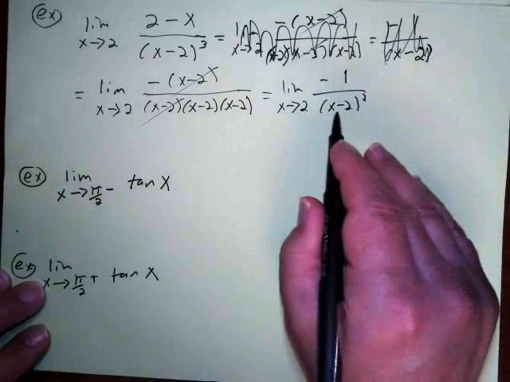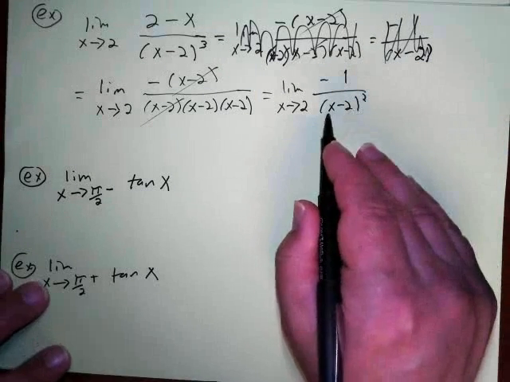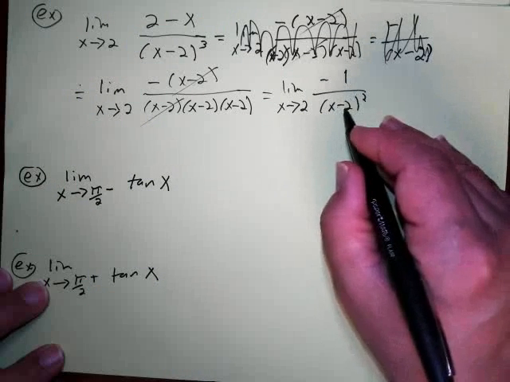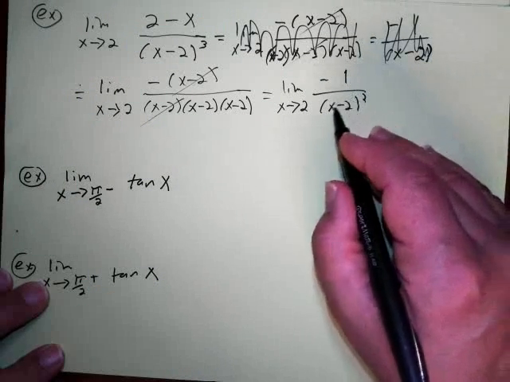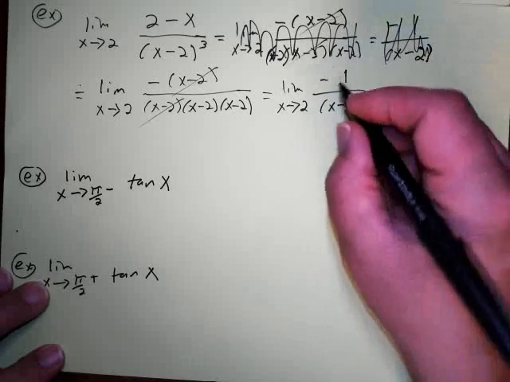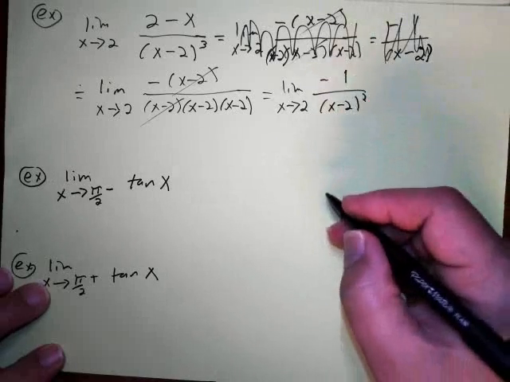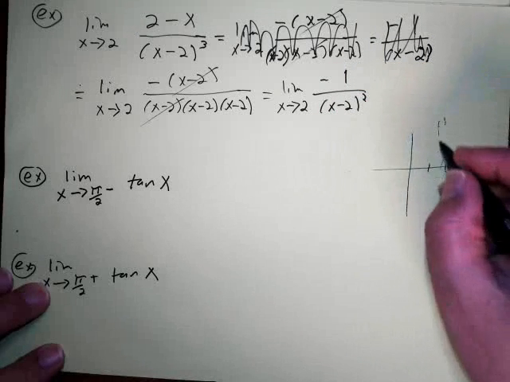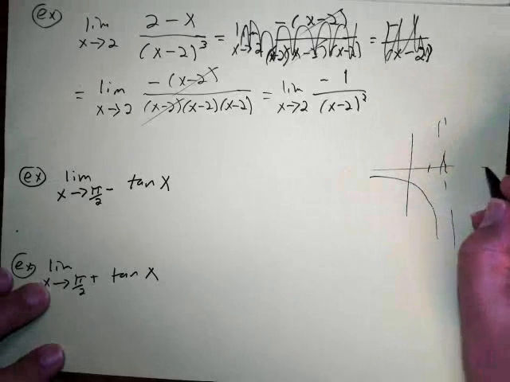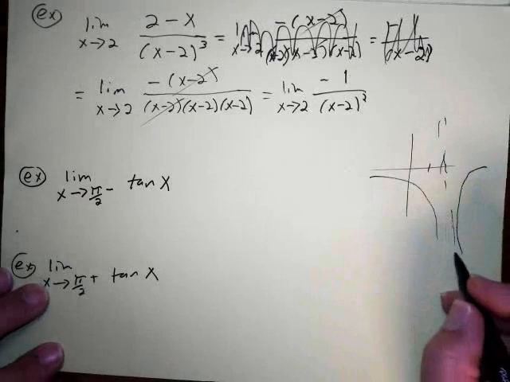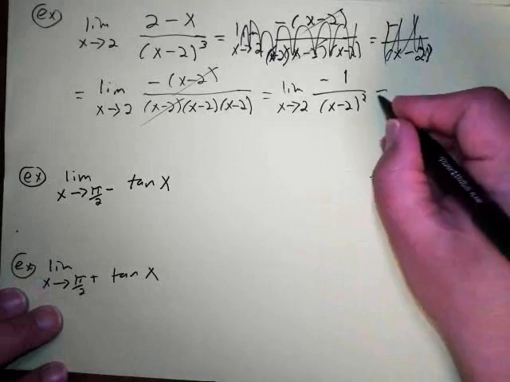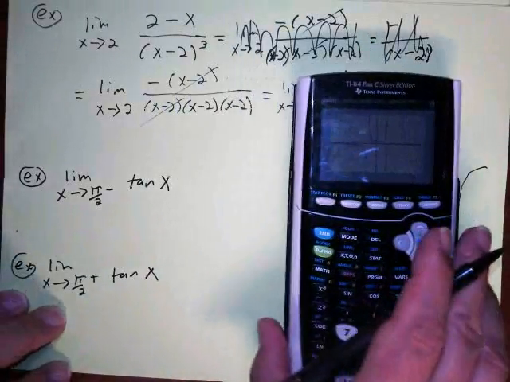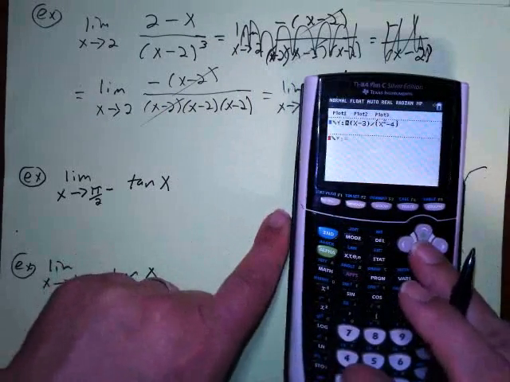And now notice as you go from the positive side and the negative side, as you approach 2, this will go to 0, okay, but this will be positive, so in either case it's going to go to negative infinity. So this is one of those graphs here at 2. You have this vertical asymptote, and then this thing is going to be going down to negative infinity on both sides. So this is negative infinity. And let's actually look at the graph and see that that is indeed the case.